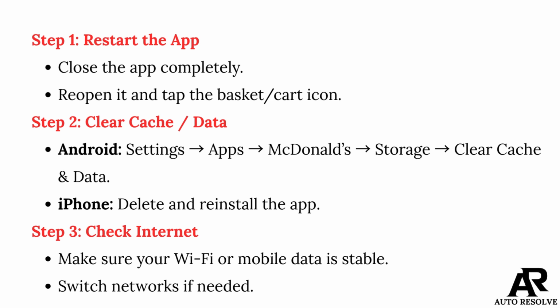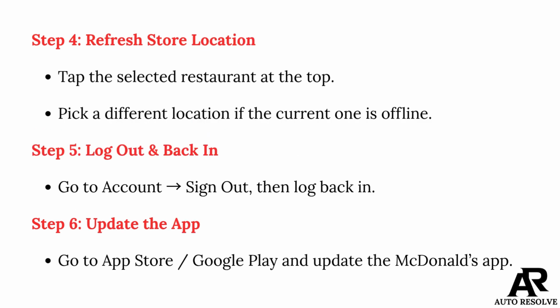Step 3. Check internet. Make sure your Wi-Fi or mobile data is stable. Switch networks if needed. Step 4. Refresh store location. Tap the selected restaurant at the top. Pick a different location if the current one is offline.